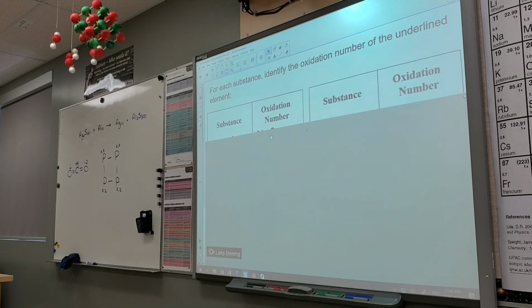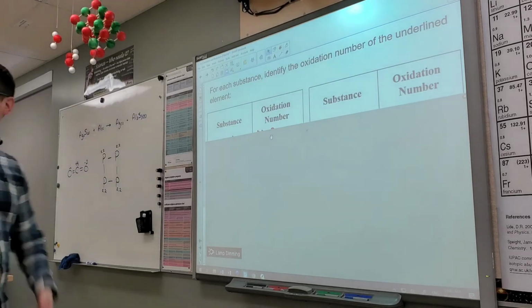Hydrogen carbonate. What kind of a charge is that? It's got a negative 1 charge. So we can just treat it as an ion, HCO3, if we wanted to.